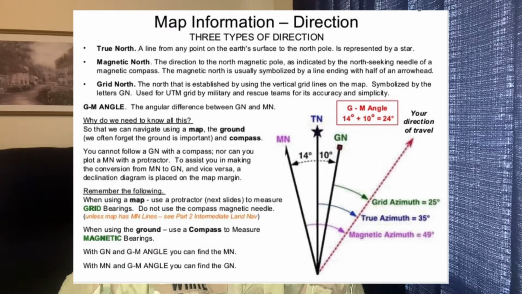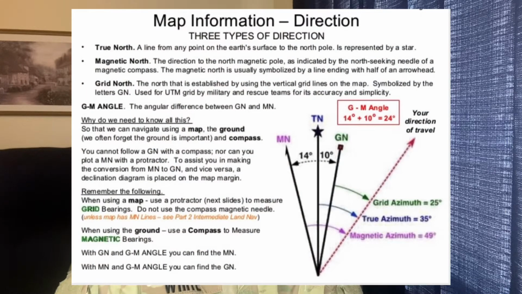The GM angle is the angular distance between the GN and the MN. So that's what we'll be using here. It says that your grid azimuth is equal to 25, your true azimuth is 35, and your magnetic azimuth is 49. So why do we need to know all this? So that we can navigate using the map, the ground, and the compass together. You cannot follow the GN with a compass, nor can you plot an MN with a protractor. To assist you in making the conversion from MN to GN and vice versa, a declination diagram is placed on the map margin. This is the declination diagram to the right.